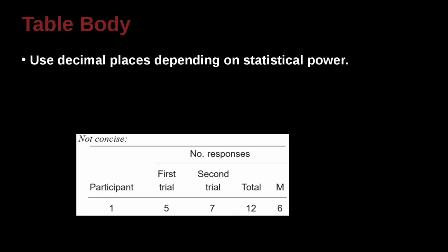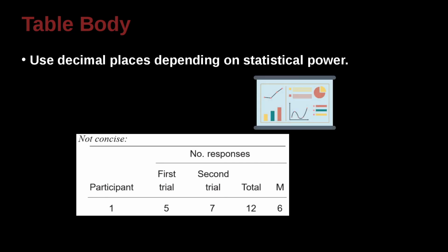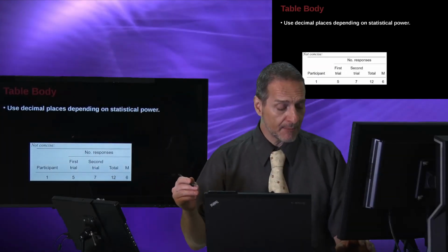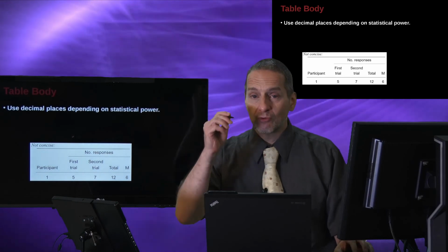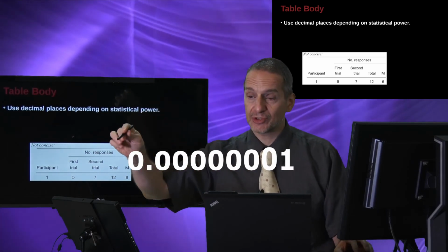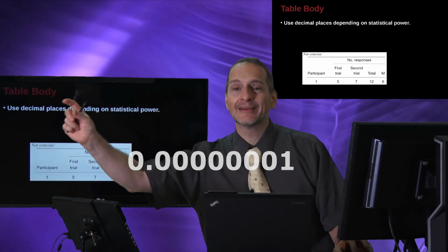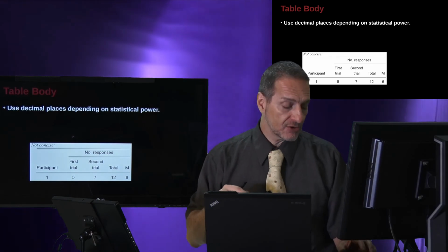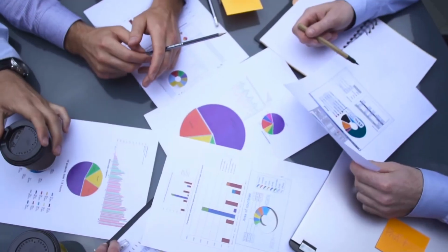So what about the table body? Well, inside the table body, you can use decimal places depending on the statistical power. This is something people often forget, and that is how many decimal points should I have? So if I have a number, for example, that's 0.00000001, how many decimal points do I use there? And the answer is quite simple. It depends on your statistical power.